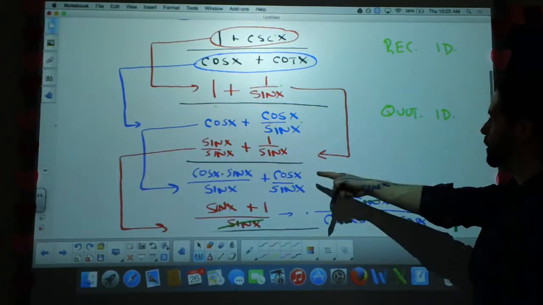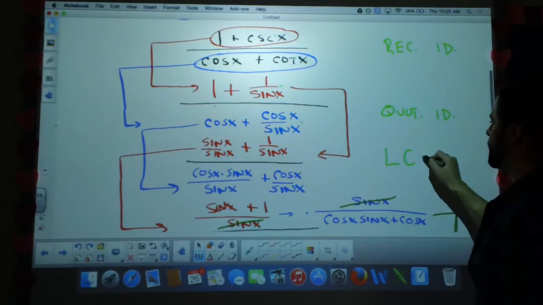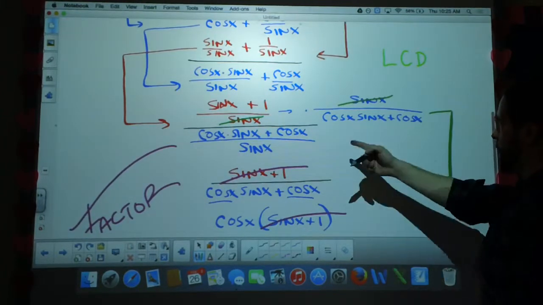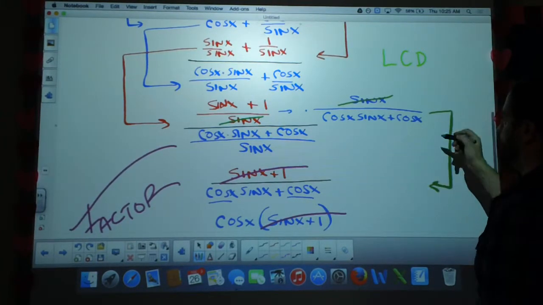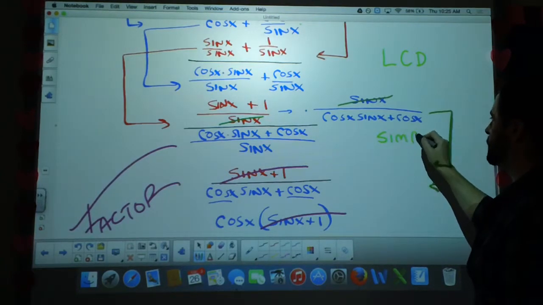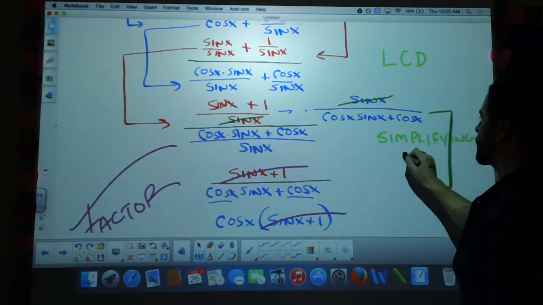Then I took these and I made common denominators. So I made a lowest common denominator to add fractions. Then I took this and I flipped it and multiplied. So that's just simplifying fractions. So I'm going to write simplifying fractions.